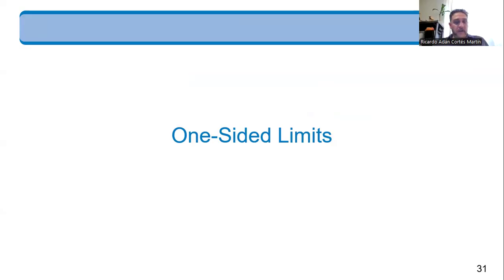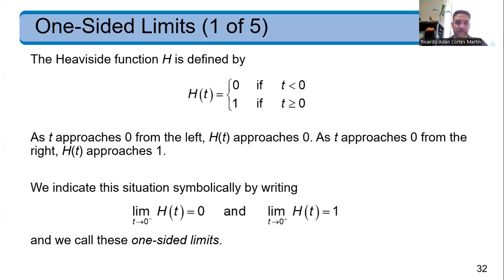Now, what are the one-sided limits? As you see, we have to approach a function from both sides. So what are we going to do? We're going to approach them first from one side and then from another side. That's going to be a one-sided limit. Okay, consider this function. This is called the Heaviside function, okay? Heaviside is the last name of a person, okay? It doesn't mean that there is a side that is very heavy, okay?